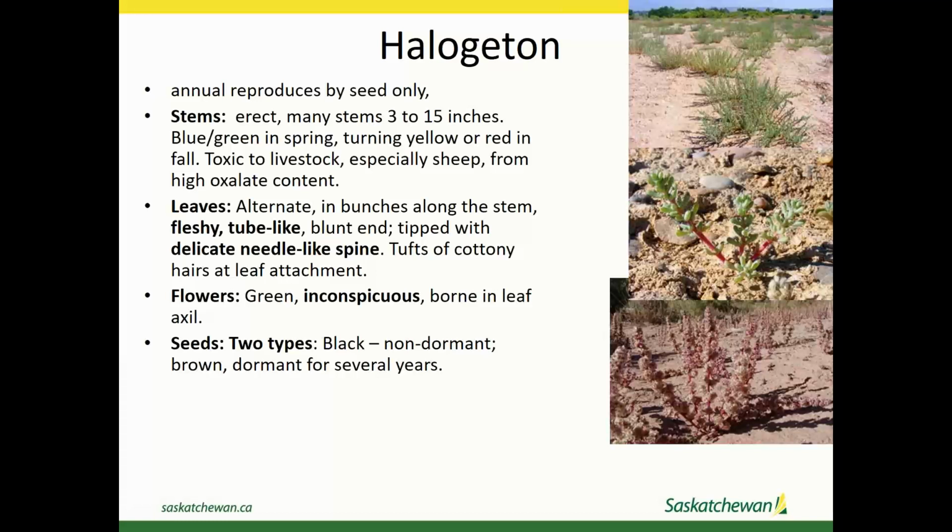The leaves are alternate in bunches along the stem, and they're fleshy tube-like leaves that are blunt on the end and tipped with a little needle-like spine. And where it attaches, there are cottony hairs. The flowers are green and inconspicuous, so it's not something that's really going to stand out for you. And you've got dormant seeds and non-dormant seeds, which allow this plant to persist in an area for a fair period of time.